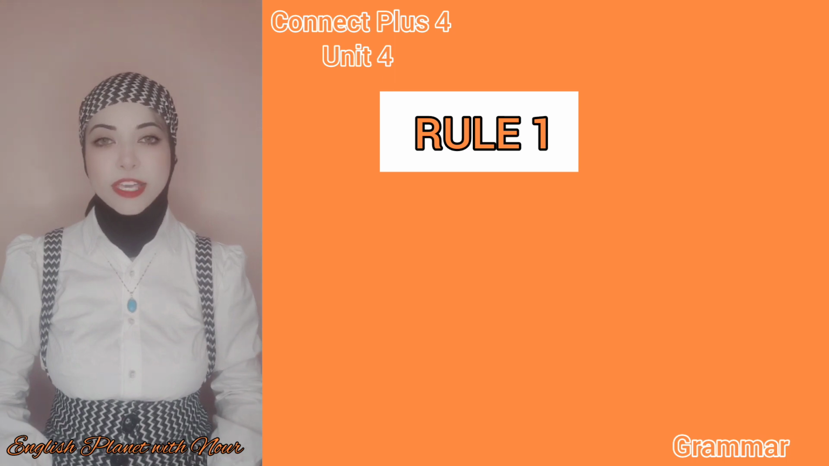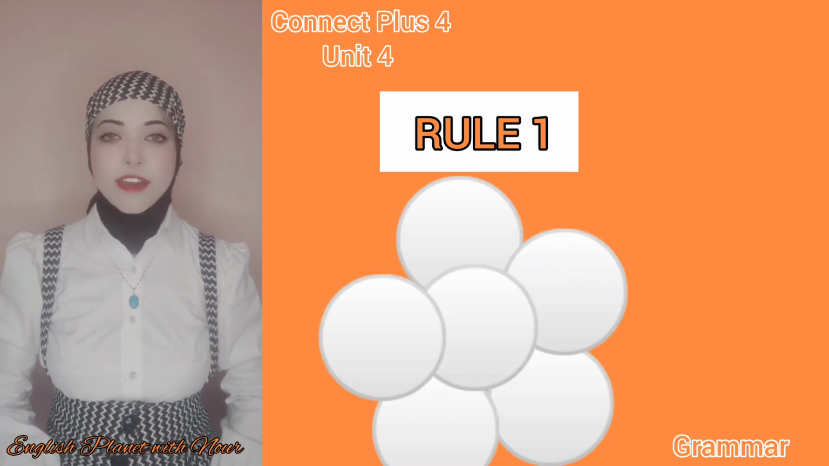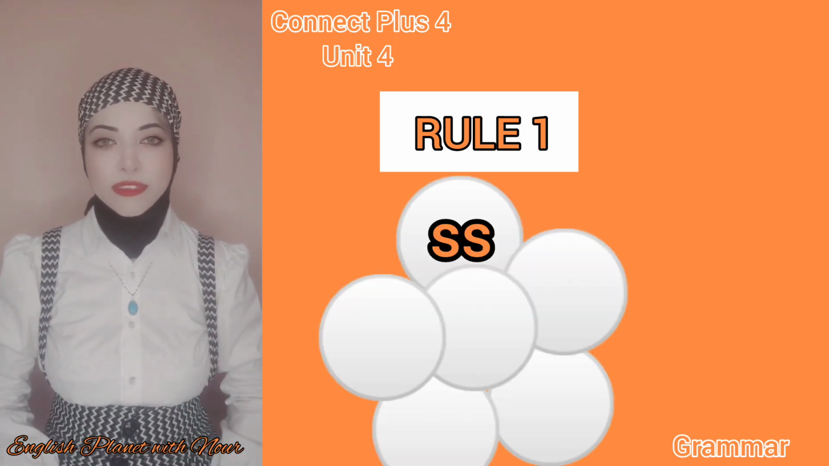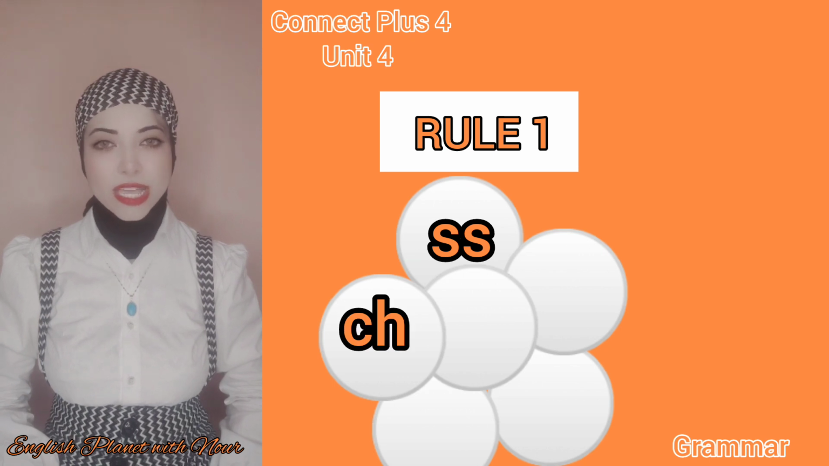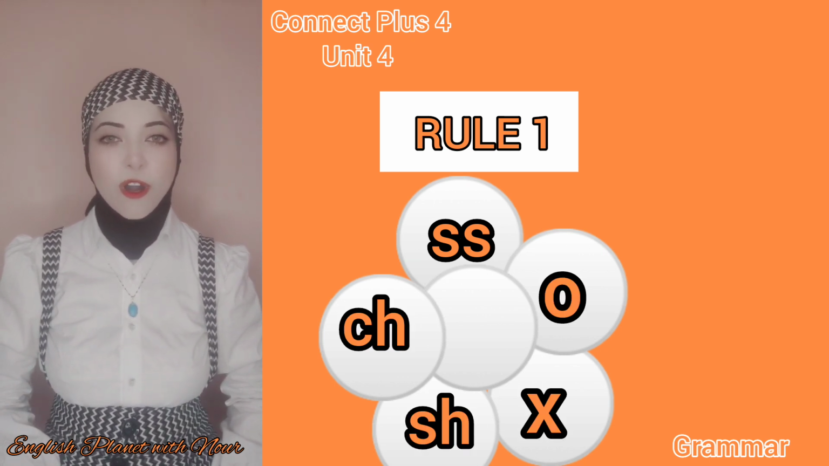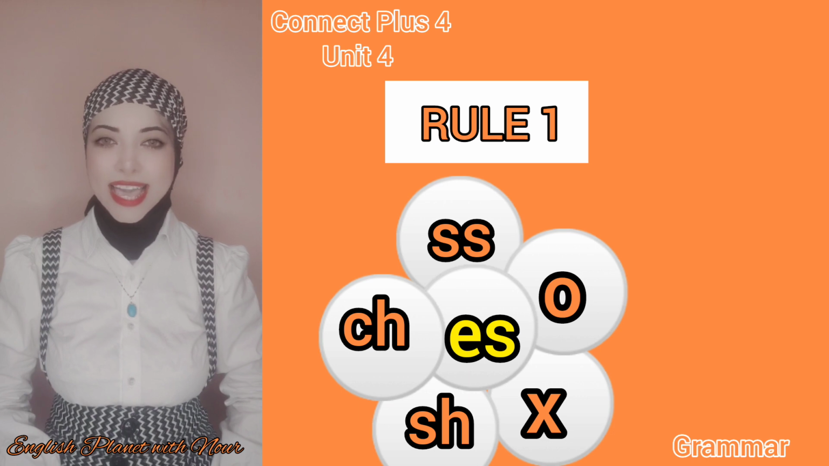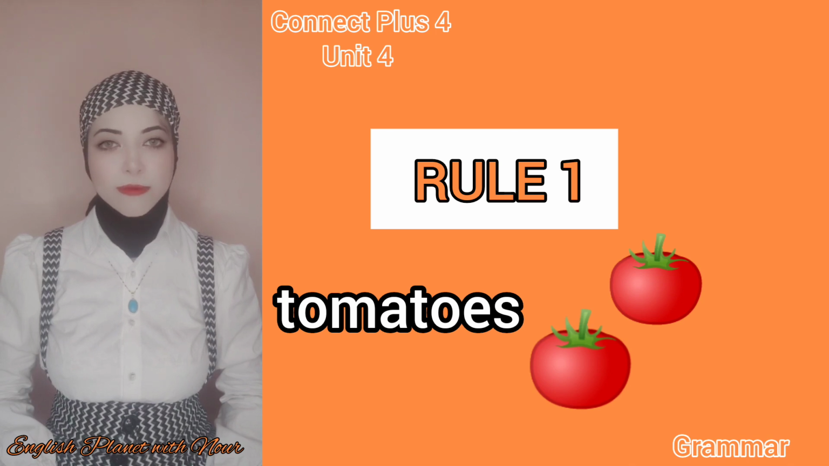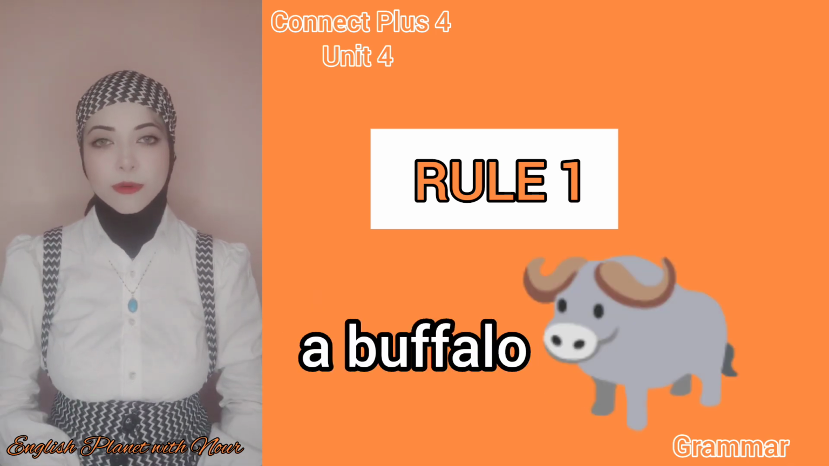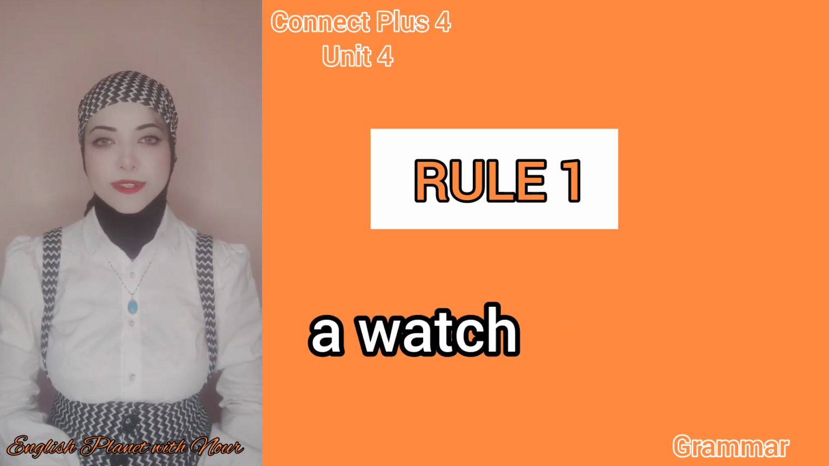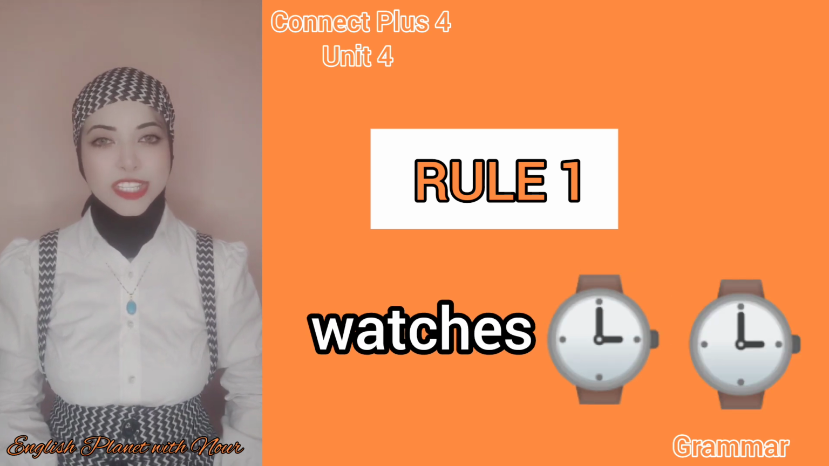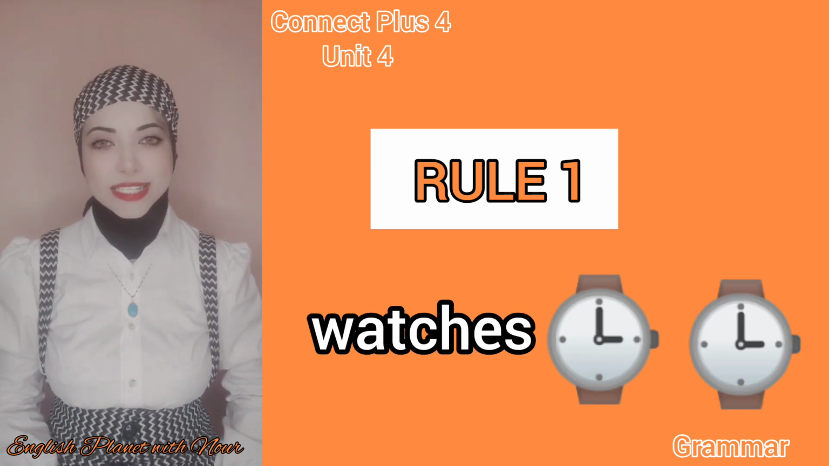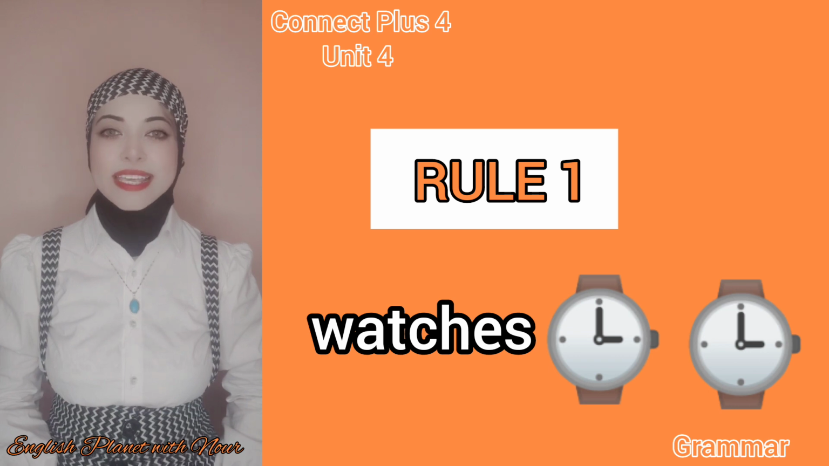There are some notes that you have to take into consideration. If you find any noun that ends with double S, CH, SH, X or O, you have to add ES instead of the letter S. Like in these examples: a tomato, tomatoes. A buffalo, buffaloes. A watch, watches. We have to add ES because this word ends with CH.